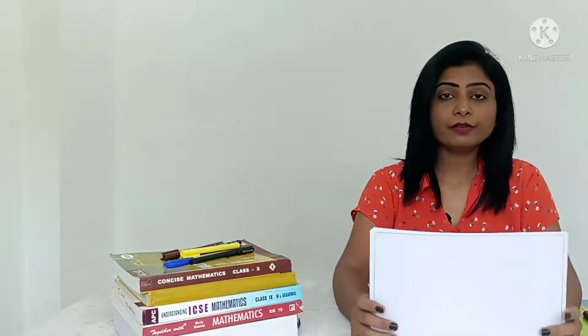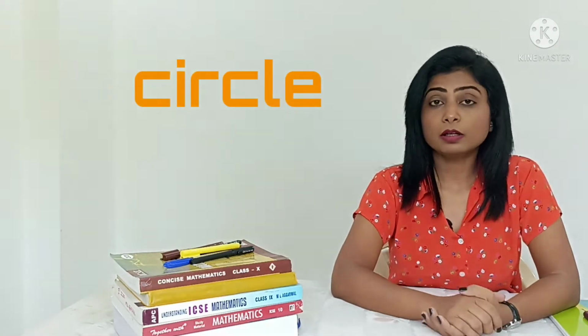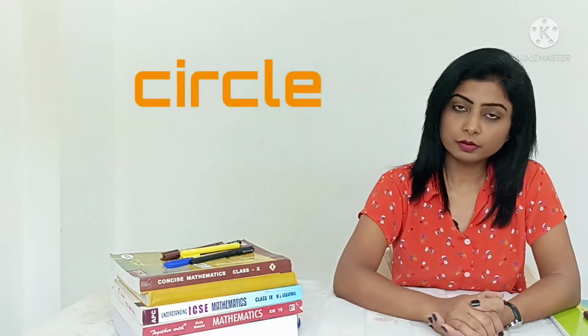Now the next chapter that we are going to discuss is nothing but circle. Now in circle you must be known to the definitions of radius, diameter, chord, segment, arc, circumference and tangent. Okay, now let's come back to the properties of circle.